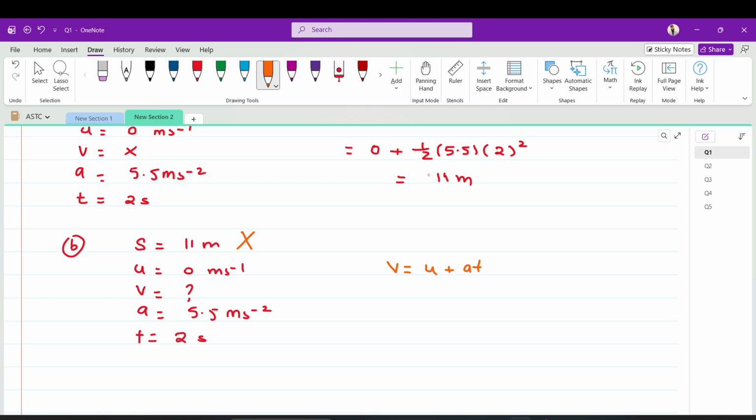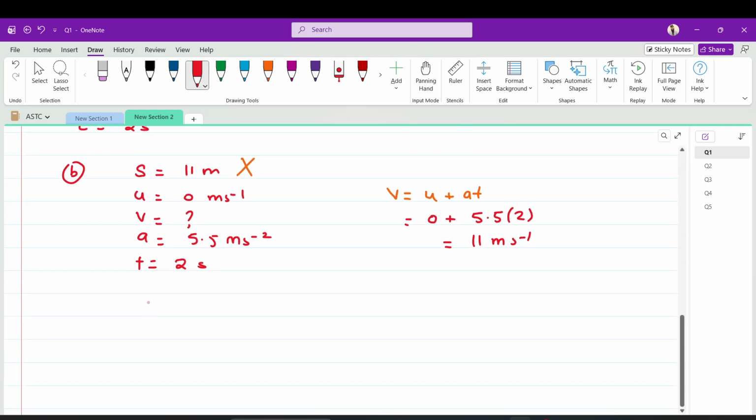Even if my part A was incorrect, that would not impact what I'm going to get over here. So do you get my point? That's why this is a much better and safer approach. So u is 0, a is 5.5, times 2. So the speed is 11 meters per second. So what is this speed?